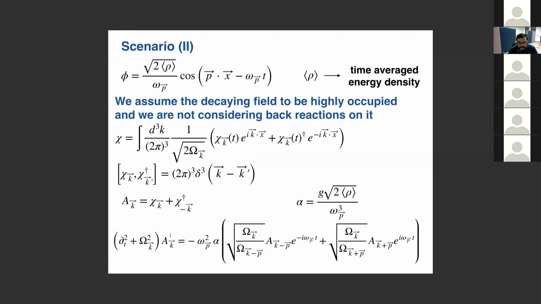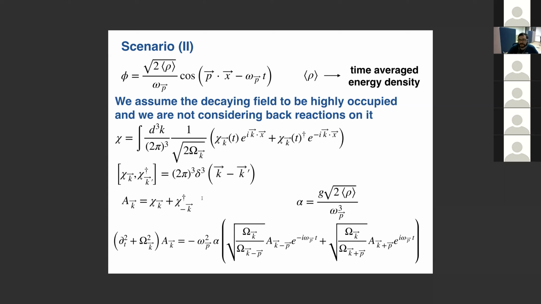But every A_k is related to A dagger in some way, I think the relation is A dagger of minus k. So you have to have a sort of mixture between A and A dagger, between creation and annihilation operators. So in this equation, somehow you have both creation and annihilation operators. Is that correct? Yeah, because A is chi plus chi dagger, and this chi and chi dagger are the creation and annihilation operators. Is that right? Yeah. If you want, I can share the computations.